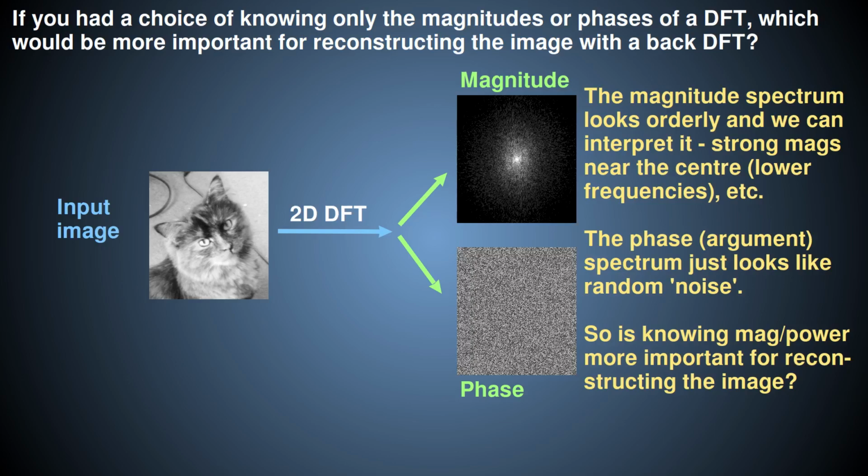Because it's so common for people to display image DFT information as magnitude or power spectra, it might cause some people to think that this aspect of the polar coordinate values is somehow more important than the phase. This is very much not the case. In fact, in some respects, the phase spectrum is more important than the magnitude or power spectrum when it comes to reconstructing an image from its DFT.